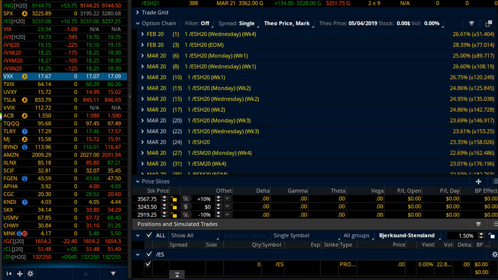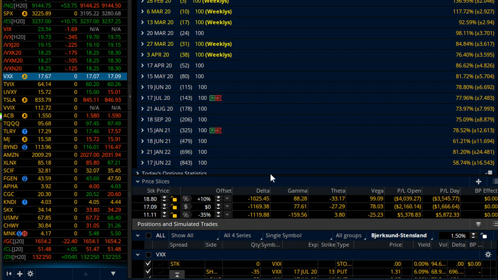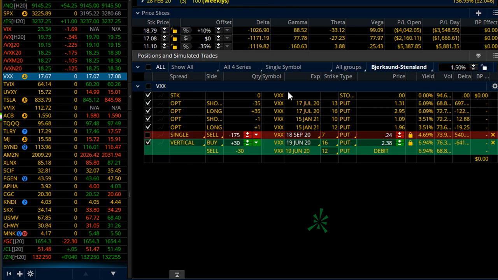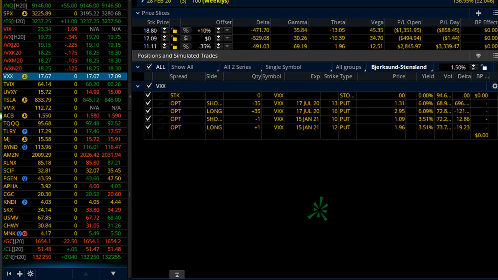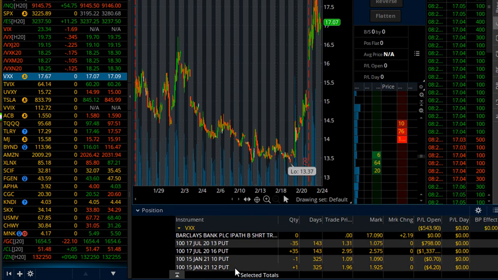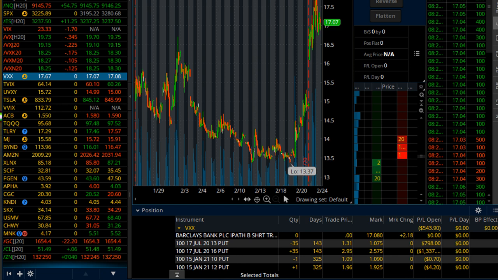So this position gives me a delta of, let's take a look, I have some sample trades in here. It gives me a delta of short 500. So every point that VXX goes down, I make $500. Every point that it goes up, I lose $500. That's my position right now. I also bought one of the Jan 12 10 put spreads, but my main position is long the July 16-13 put spread in VXX. We'll see what happens from here.